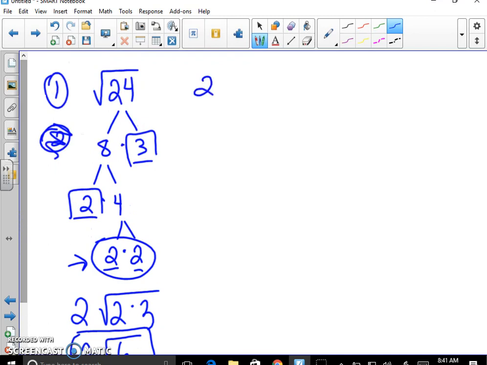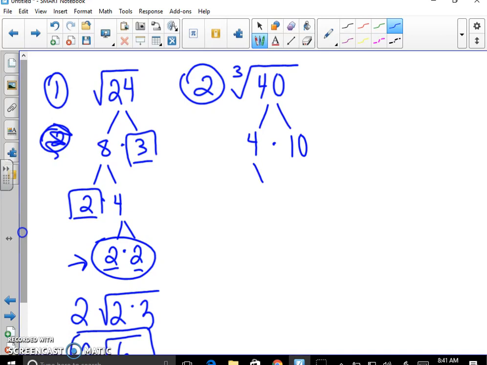So number 2, we're going to practice a cube root. So let's take the cube root of 40. Now you might break yours down differently than I do. You'll see that no matter what factors you use, we're always going to end up with the same solution at the end. So when I see 40, I see 4 and 10. 4 can be broken down to 2 times 2. 10 can be broken down to 2 times 5.